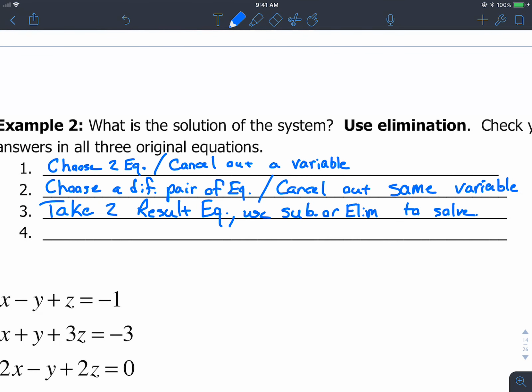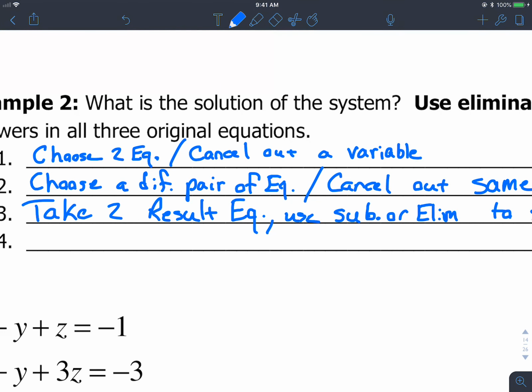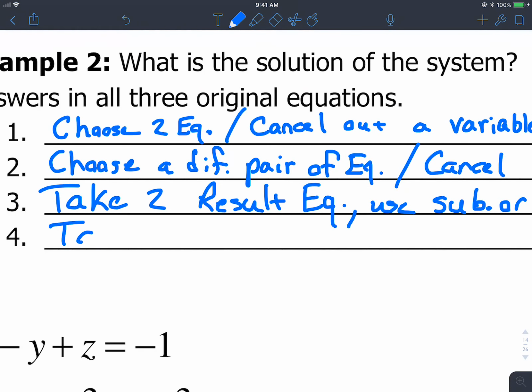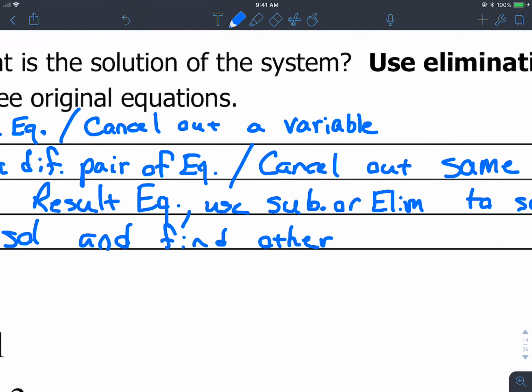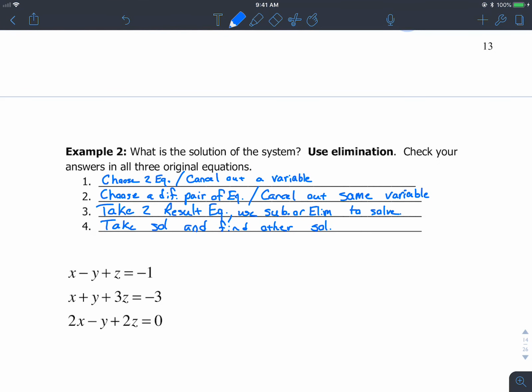Then after that, you're going to have your 1 variable, and then you're going to just take your 1 variable and plug it back into your equations. And then take, I guess, the solution and find the other pieces, or the other solutions. Okay. So it's kind of a big list right there.